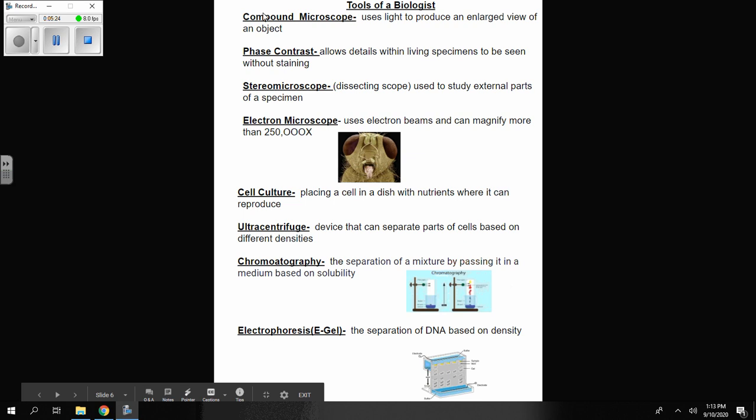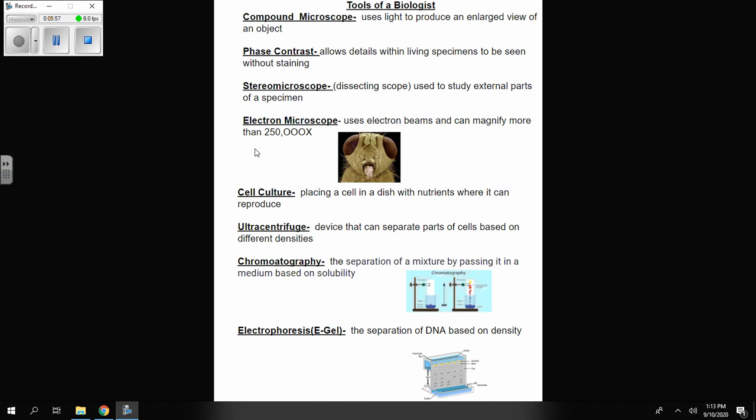The tools of a biologist. Now we will show you these when we have our classes, the synchronous classes, but you have a compound microscope. That's what's used in 7th grade. There's a phase contrast microscope. It allows details within living specimens to be seen without staining. A lot of our videos will have this. We do not have a phase contrast microscope at the high school level. A stereo microscope, we do have some of these here. They're used to study external parts of a specimen. You would use those when we do dissections.